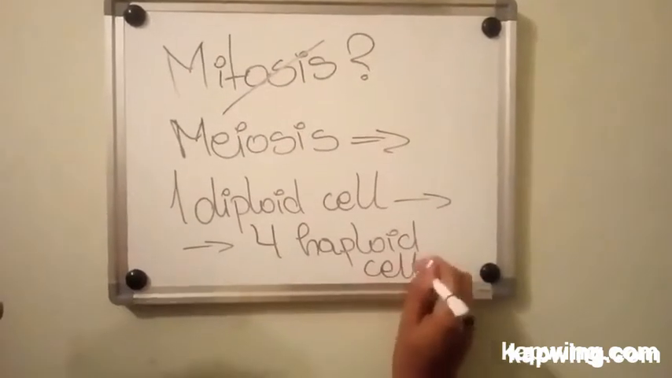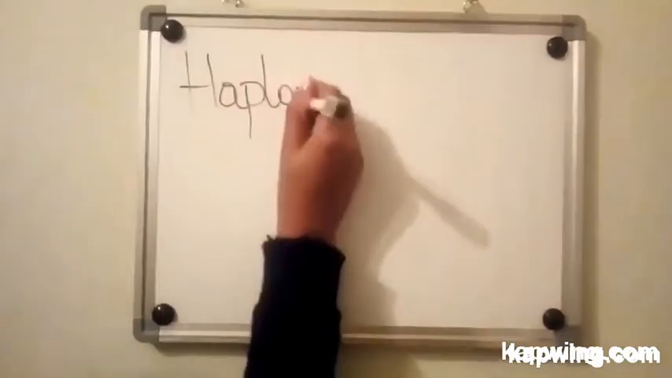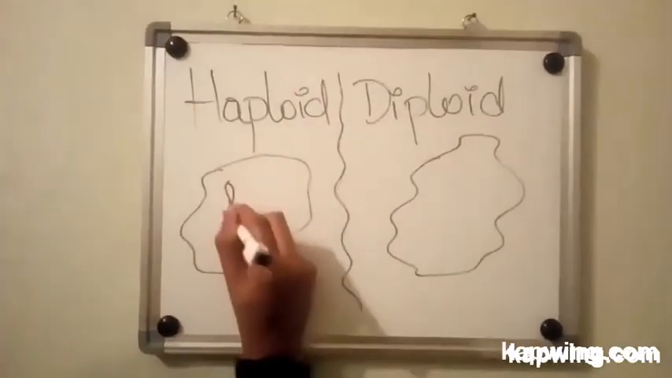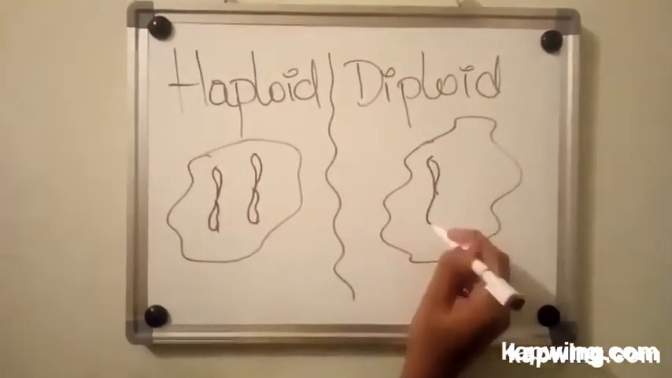But first, let's make sure that we really know what haploid and diploid cells are. Haploids have chromosomes staying on their own, while in diploids, the chromosomes are paired up.